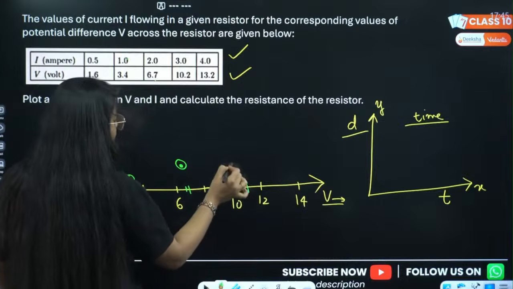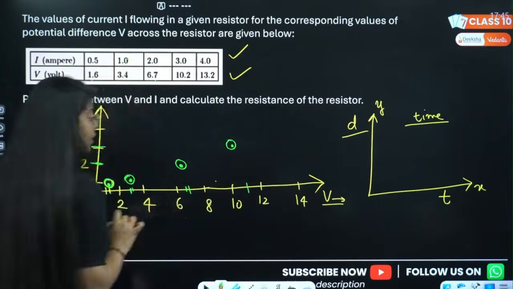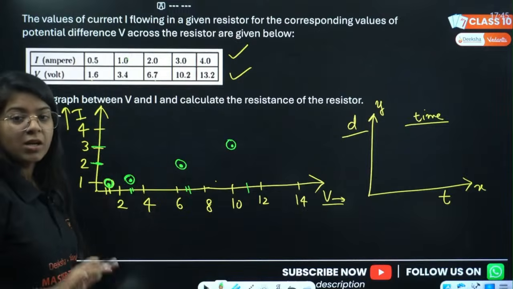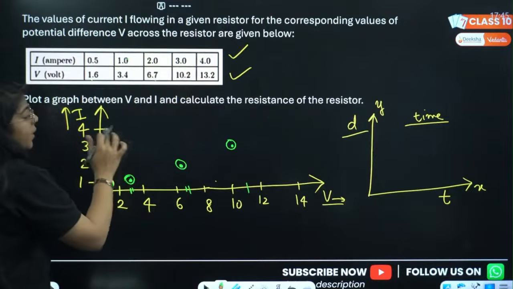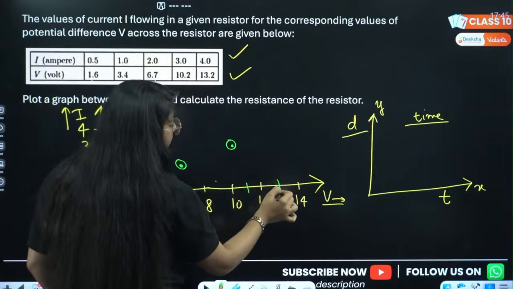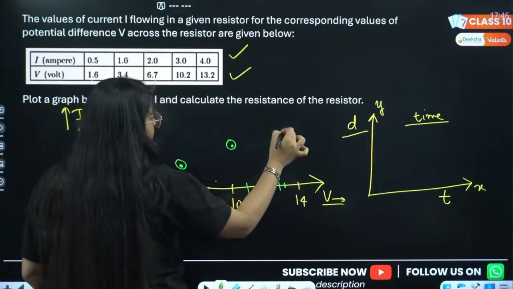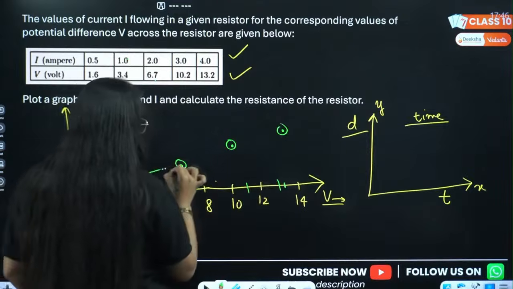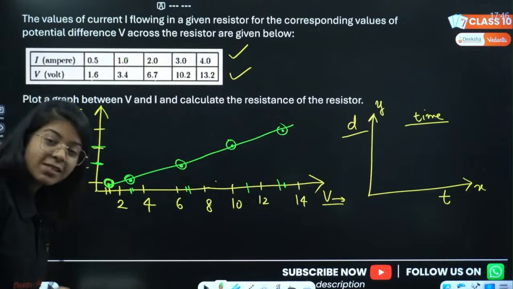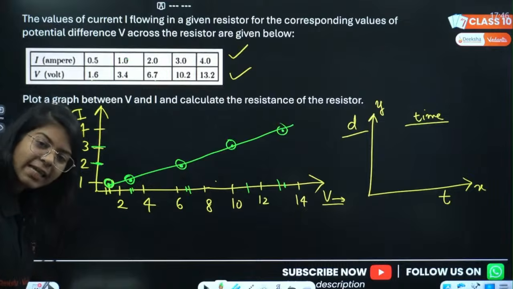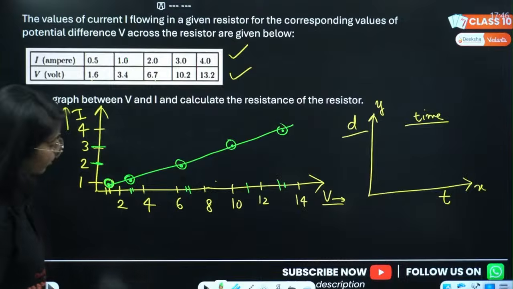I know this might be boring to you, but this needs to be done carefully. If they ask you in the exam, you have to draw it, right? So bear with me. Then 3 at 10.2, 4 at 13.2. This is 13 and this is somewhere 0.2. And this goes the line. Now this is my VI graph. Okay? Understood? Oh, we could have done one more thing.